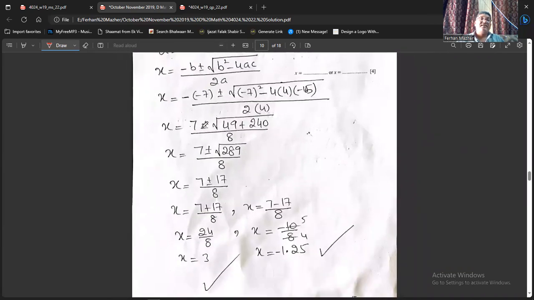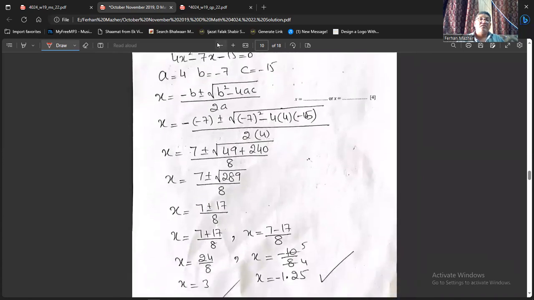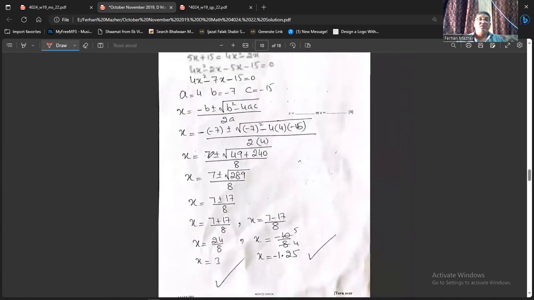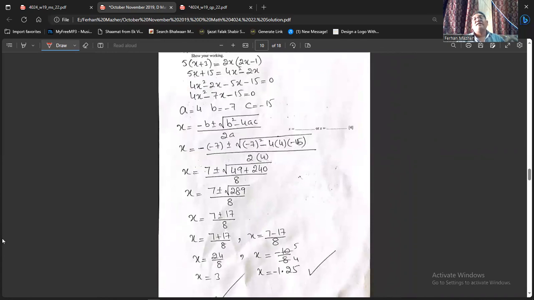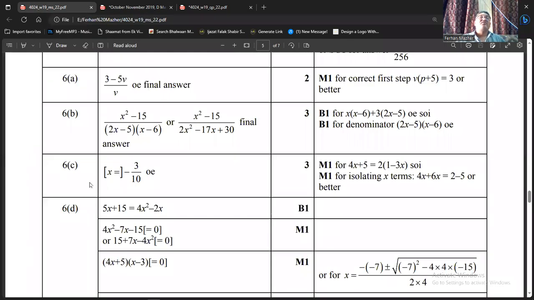So my answer is: one value of x is 3, the other value of x is minus 1.25. Let me reduce the size so you can see the whole question together. The x is 3 and the x is minus 1.25.